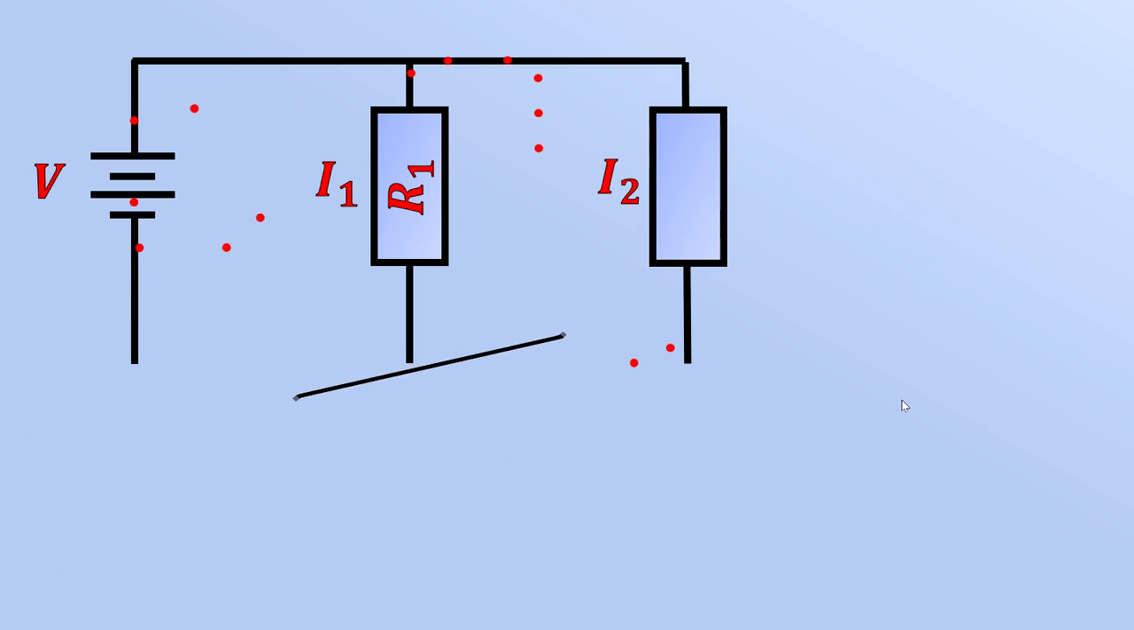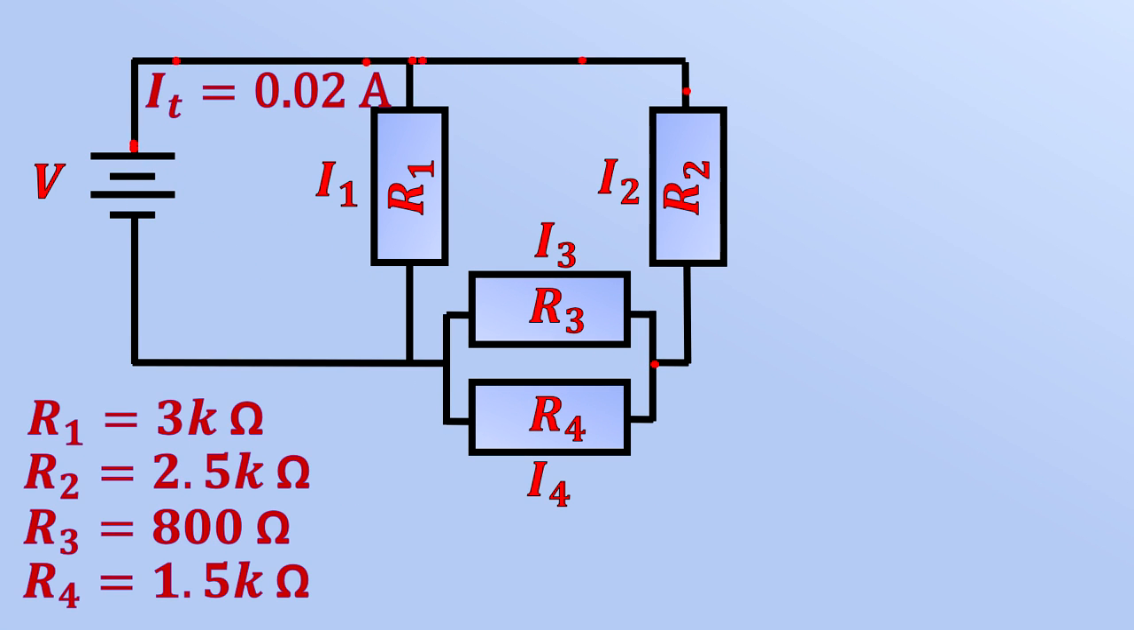All right, so let's look at another one. Here I've got my total current, and I want to find my voltage for the circuit. I don't know how much current is going through each branch individually. So I'm going to have to find my total resistance. Then I'll use Ohm's law to find the voltage.